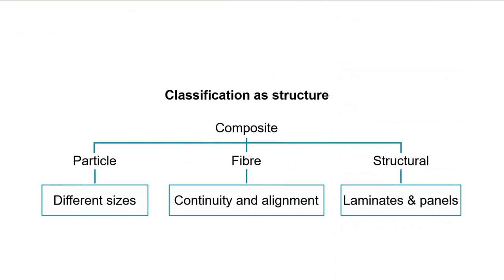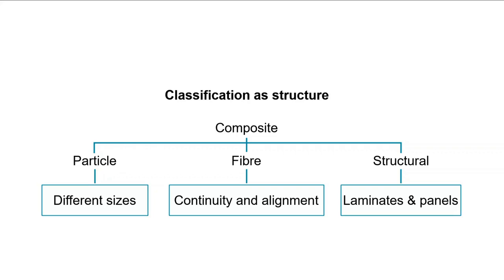On a structural arrangement basis, there are three different types of composites. We've already seen examples of two of these types, particle and fiber. At higher length scales, there are also structural composites, which combine materials on a layer-wise arrangement. Subtending each of these categories, particle-reinforced composites can be further categorized by the size of particle that is employed. Fiber-reinforced are further classified by the continuity and alignment of the fibers.